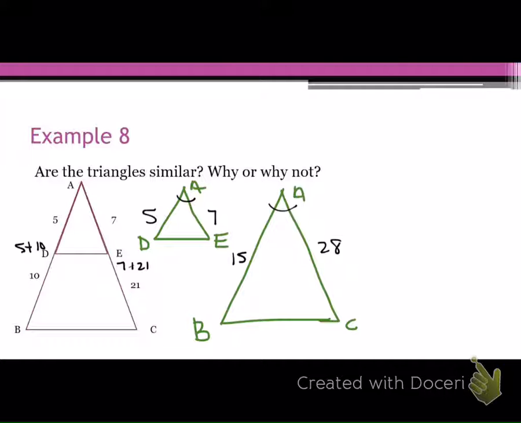So, if you're going to prove them similar, which one of the similarity statements would you have to use? Side angle side, right? We don't have two angles and we don't have three sides. So we know that the angle is congruent. So we do 5 over 15 equals 7 over 28, which is 1/3 and 1/4. Is that right? So they're not similar? So they are not similar. Let me just make sure I wrote everything right. Nope, so they are not similar. Sides are not proportional.